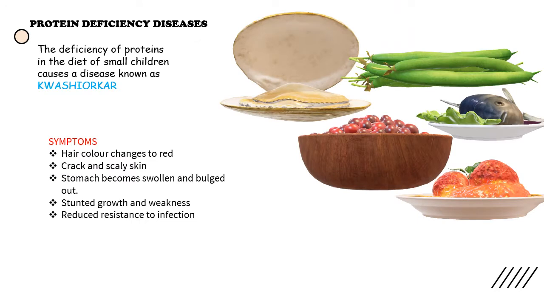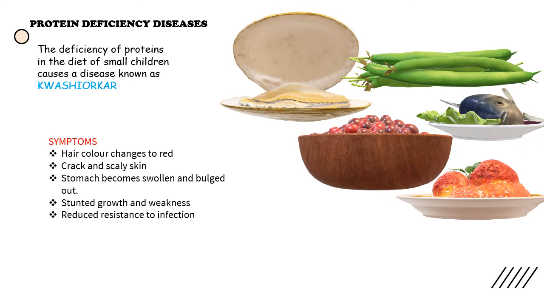The first deficiency disease is due to the lack of proteins in your diet. If you're not including enough amount of proteins in your diet, especially small children as they are in the growing stage, they're going to get a disorder named Kwashiorkor. What are the symptoms? How can you identify this?